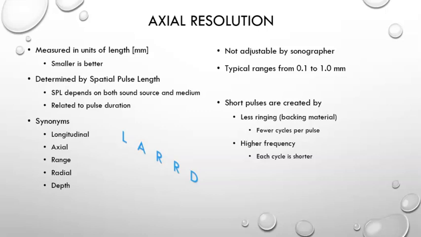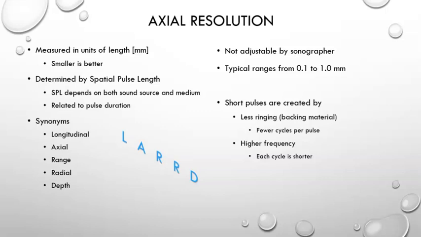That is determined solely by the spatial pulse length, and as you know, the spatial pulse length depends on both the sound and the medium because it's related to the wavelength times the number of cycles of the pulse. So in that fashion that it is the number of cycles, it is also related to the pulse duration. The shorter the pulse duration, the better the spatial pulse length.